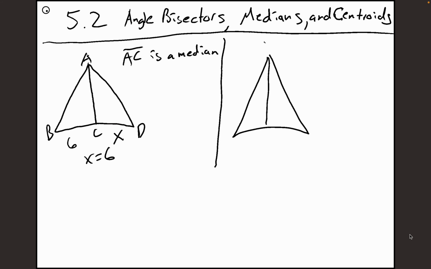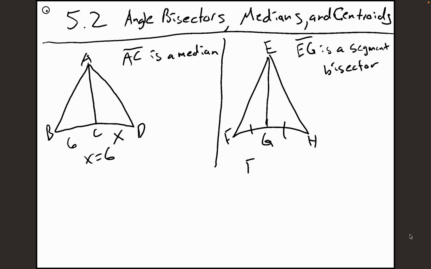Again, if I have this triangle, I'm going to name it E, F, G, H. We have to pay attention when we talk about bisectors, because we're going to have angle bisectors and also segment bisectors. So if EG is a segment bisector, what is that going to do to FG and GH? Yeah, it splits it in half, so it makes them congruent. So FG would be congruent to GH, and over here, BC would be congruent to CD. We see what happens there.